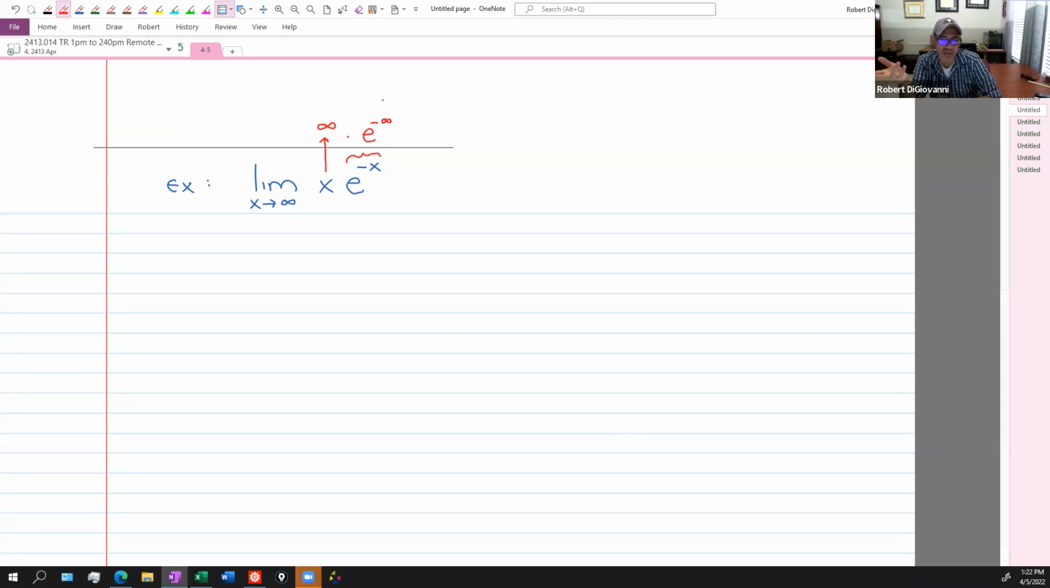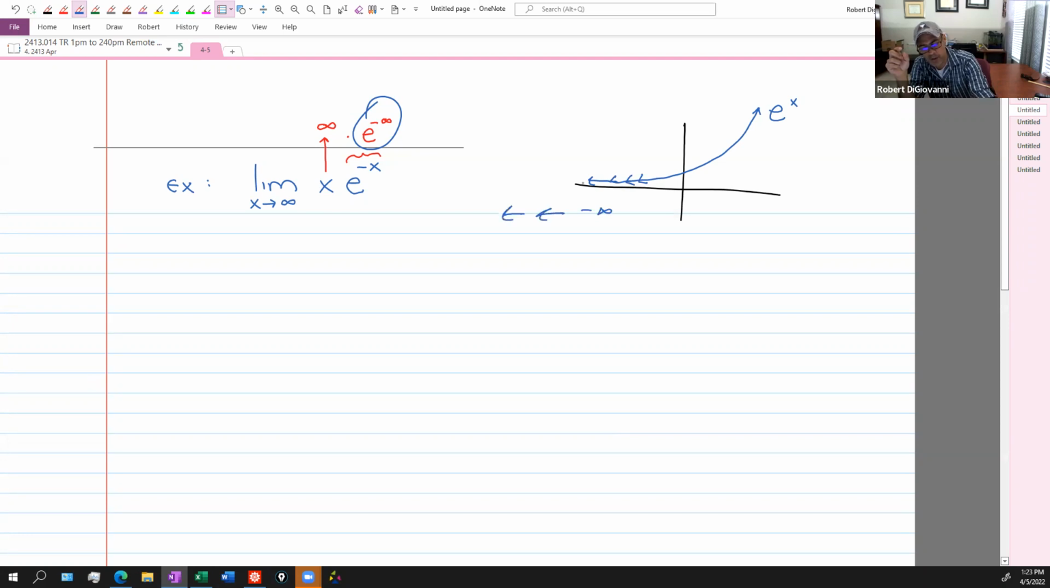So it's e to the -infinity, which means that if I look at the graph of e to the x, here's e to the x. I want to know what's happening at -infinity. So what happens as I move out this way towards -infinity? Where is my graph headed? To 0, right? Do you see it's asymptotically approaching 0? So that means that this thing is headed to 0, and so I have infinity times 0. That make sense?